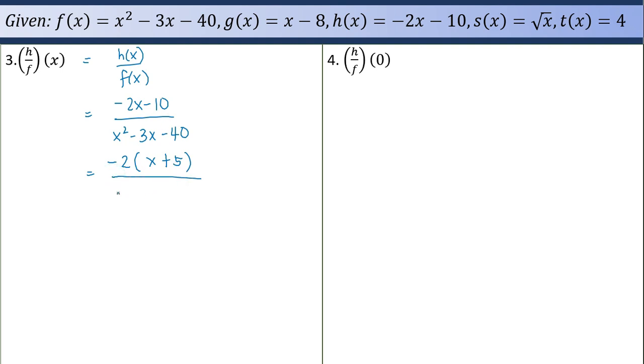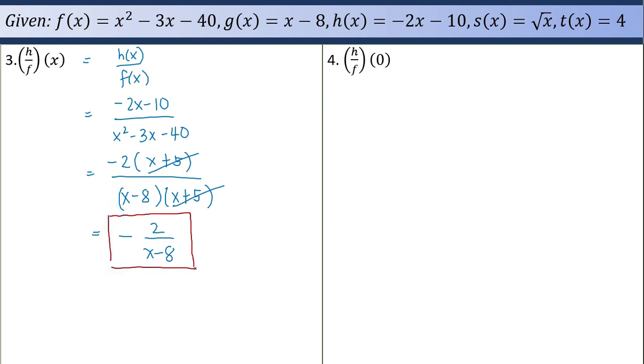Okay. And then, factor x squared minus 3x minus 40. That is just equal to x minus 8 times x plus 5. Okay? So again, we can cancel out x plus 5. So ang matitira is negative 2 over x minus 8. Therefore, h over f of x is equal to negative 2 over x minus 8.